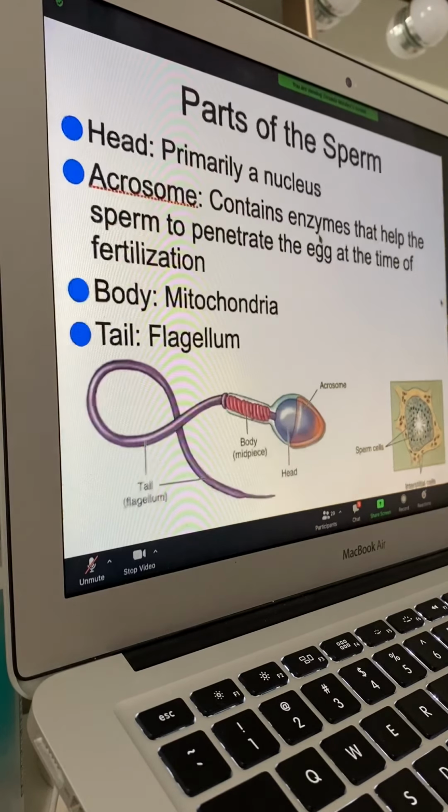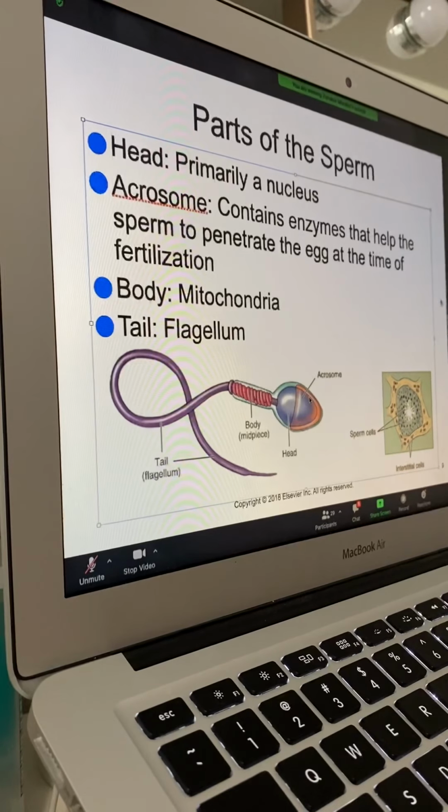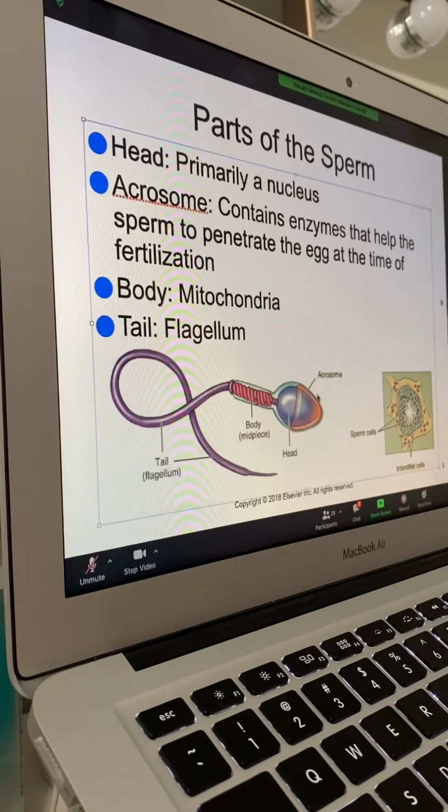So we have parts of the sperm. You have the head, you have the body, and then you have the tail. The head carries the genetic information. The head also contains an acrosome, and this acrosome contains the enzyme hyaluronidase. That hyaluronidase is the one that can break the membrane of the egg cell, the zona pellucida. That is the membrane covering the egg.